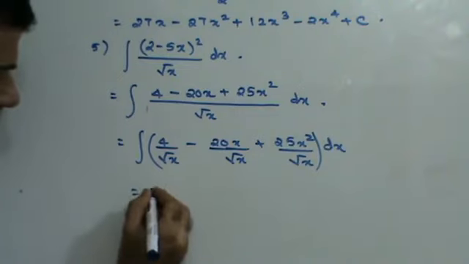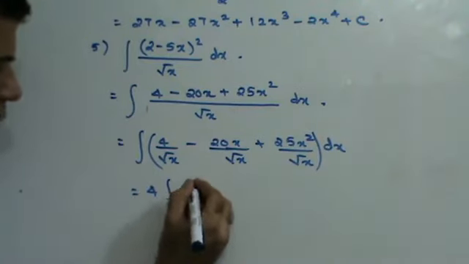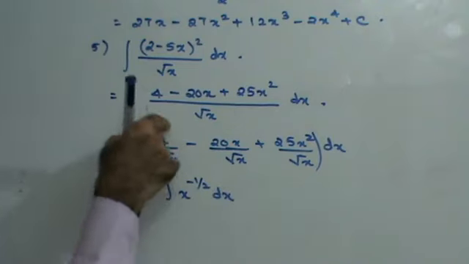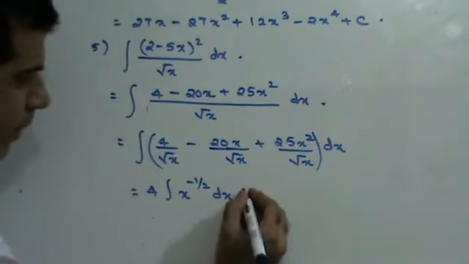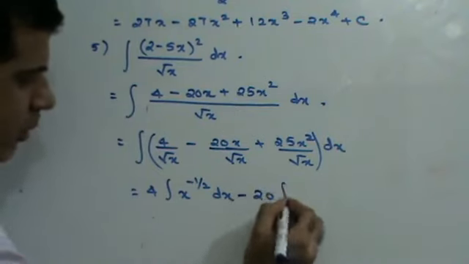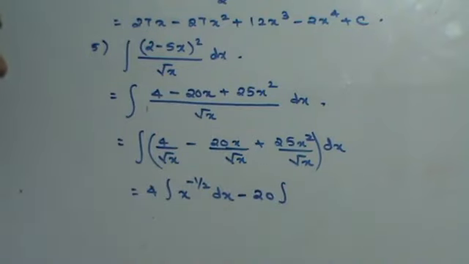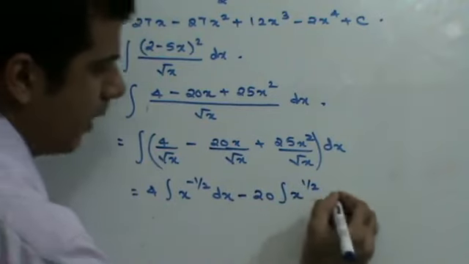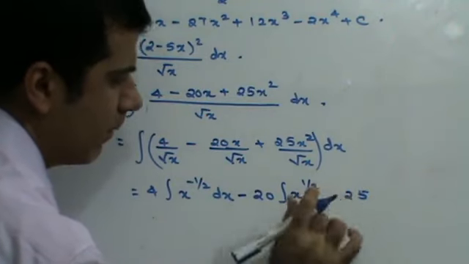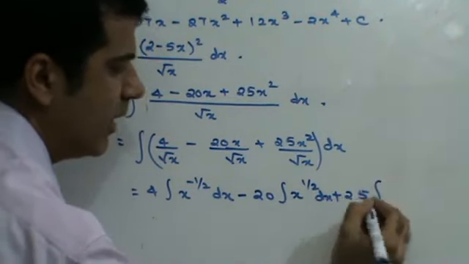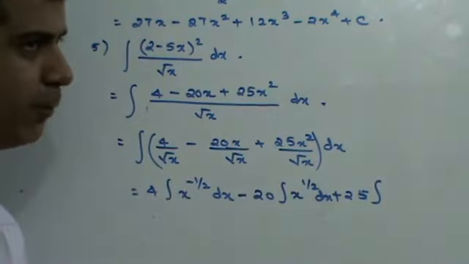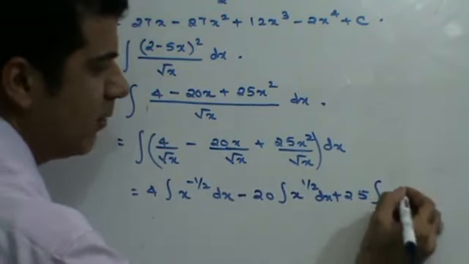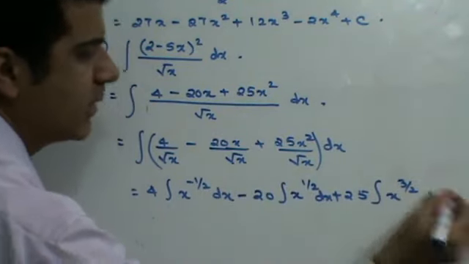Now this can be written as 4 comes out, integral of x raised to minus 1 by 2 dx. Root x is x raised to 1 by 2, and when I bring it to the numerator it will be minus 1 by 2. Minus 20 is a constant, comes out. X upon root x will give you root x in the numerator, which is x raised to 1 by 2, plus 25 integral of x square upon root x, which is nothing but x root x, which is x raised to 3 by 2 dx.